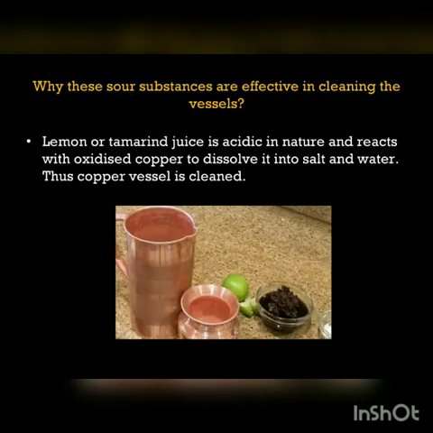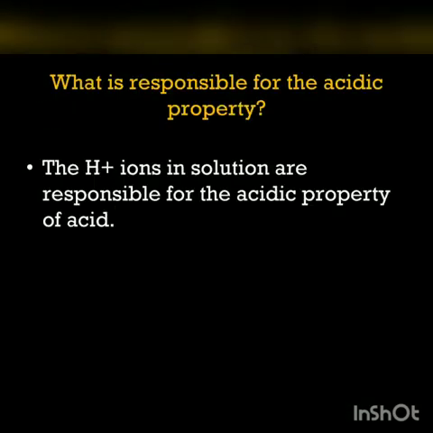Why are these sour substances effective in cleaning the vessels? Lemon or tamarind juice is acidic in nature and reacts with oxidized copper to dissolve it into salt and water. Thus, the copper vessel is cleaned. What is responsible for acidic property? The hydrogen ions in solution are responsible for the acidic property of acids.